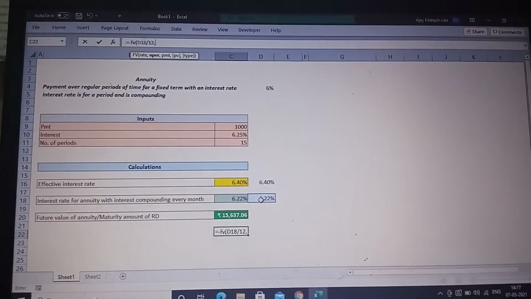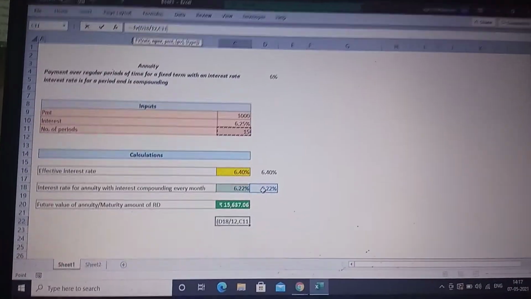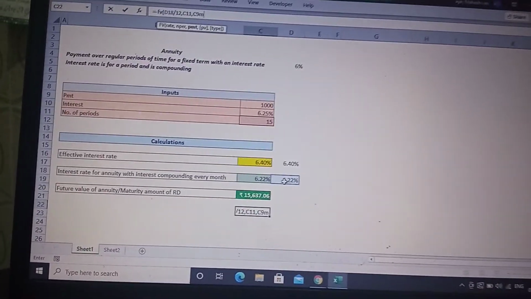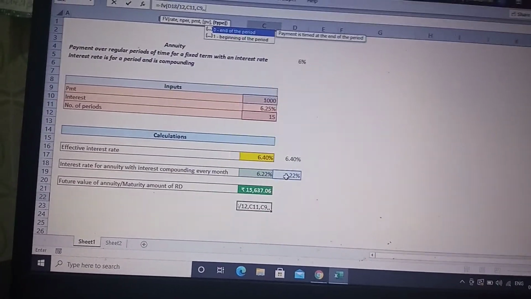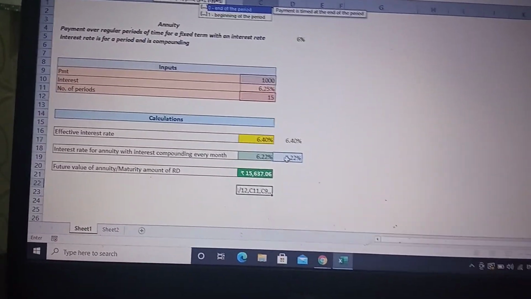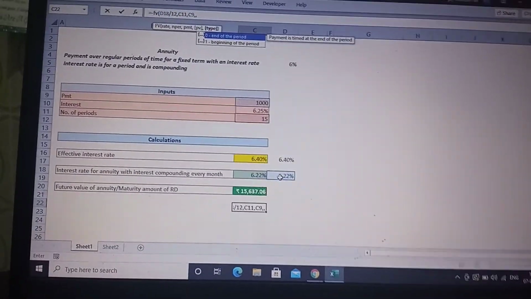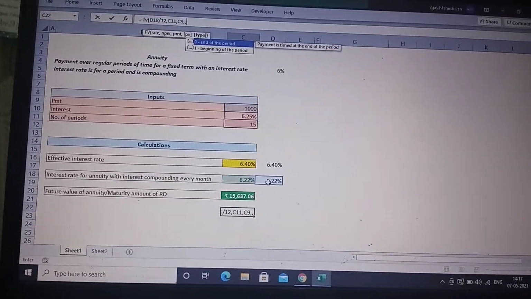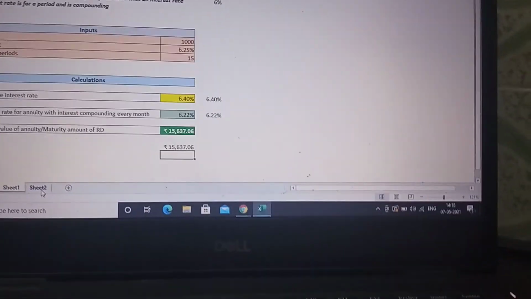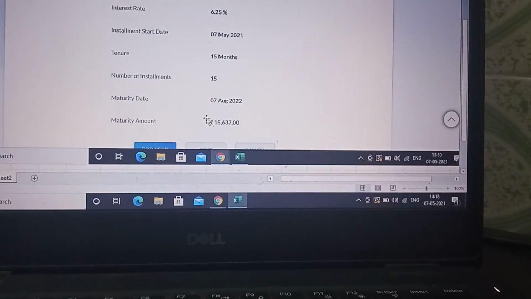the number of periods is of course 15, and the payment amount is 1000. PV we don't have. And this is important: at the beginning of the period I am paying the bank, so this is the beginning of the period, which we call annuity due. So I need to write 1 here. You can see that 15637 is exactly the amount that the bank was giving me.